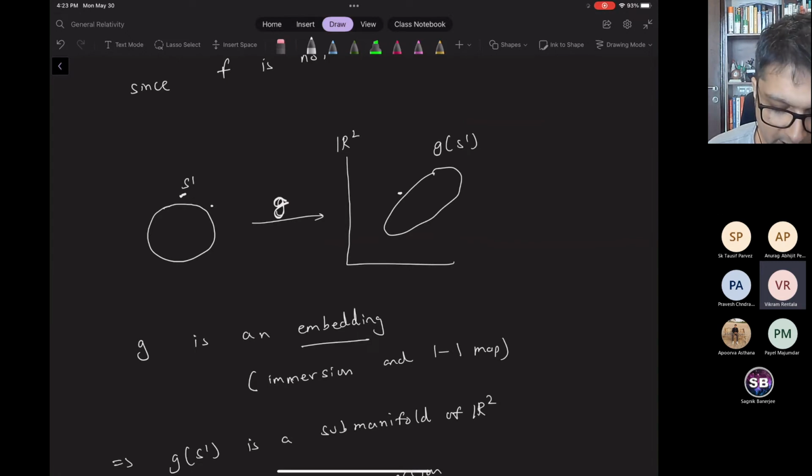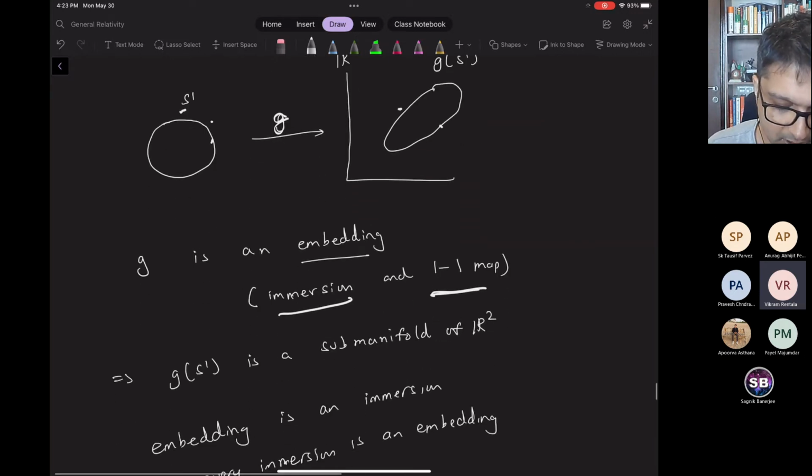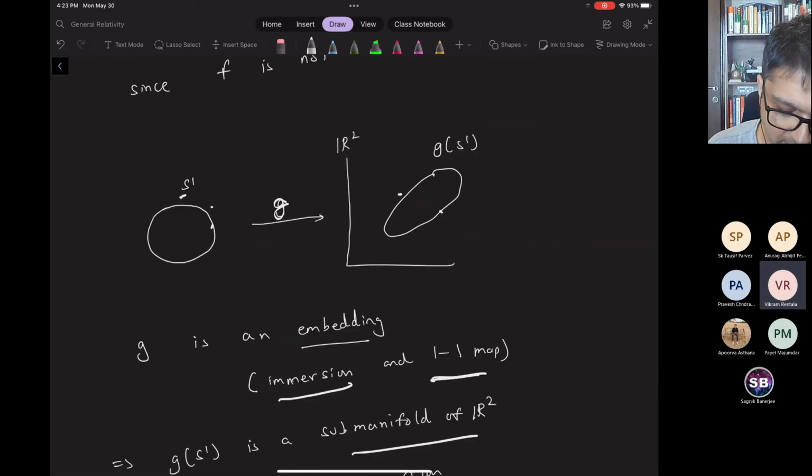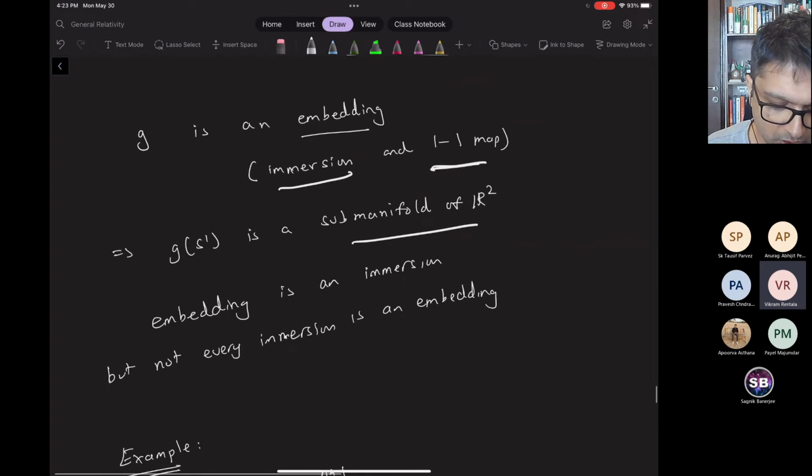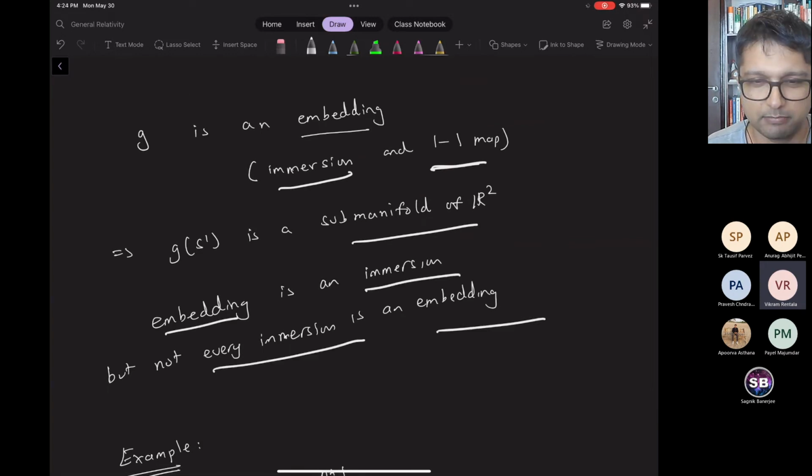This G is an embedding. It's an immersion, and it's also a 1-to-1 map. Every point is mapped to a unique point here. So then this G of S1 is a submanifold of R2. So this map G is said to be an embedding. It's an immersion and it's a 1-to-1 map, and G of S1 is a submanifold of R2. So every embedding is an immersion, but not every immersion is an embedding.